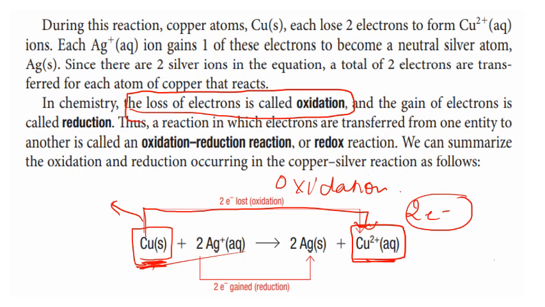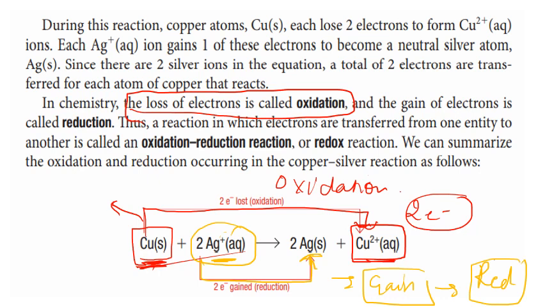Now let's focus on Ag plus. If you focus here, it was Ag plus, now it became Ag. What is happening here? When you go from the plus state towards the neutral atomic state, that means you have gained electrons. So the gain of electrons is happening in this part. In chemistry, we say that it is the process of reduction. Okay, so gain of electrons is called reduction. So that means oxidation is also happening and reduction is also happening.